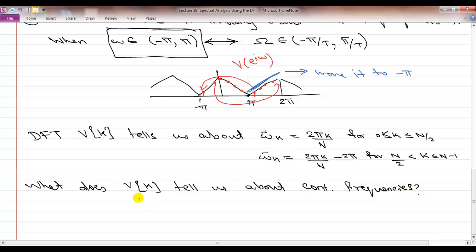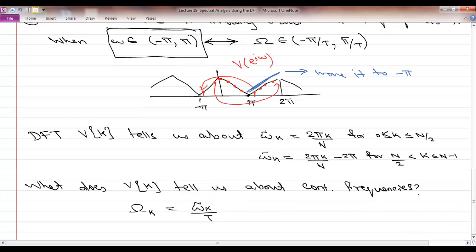And the answer, once we have the mapping, once we are looking at only discrete frequencies from minus pi to pi, then we know the mapping between continuous and discrete frequencies. The mapping is capital omega k is equal to omega tilde k divided by T. So it's just a scaling of the frequency axis.